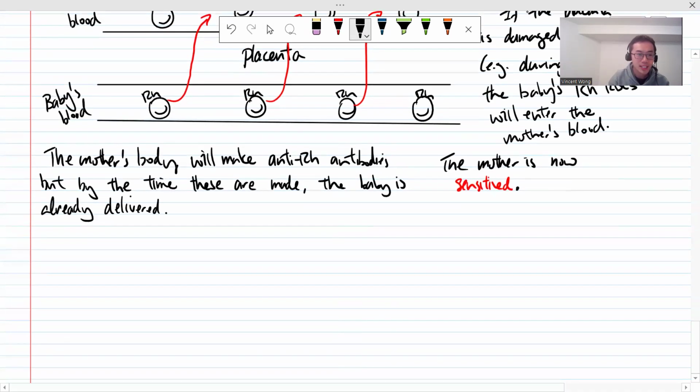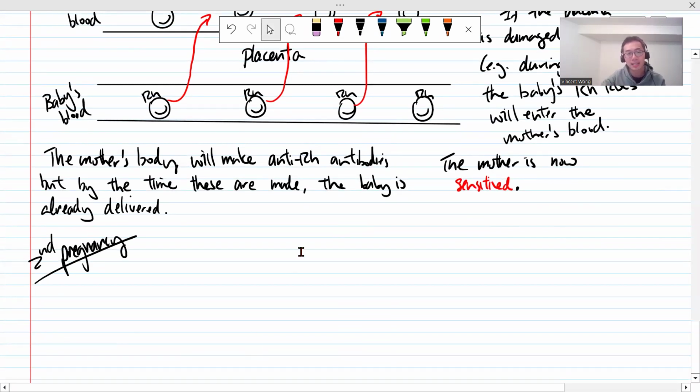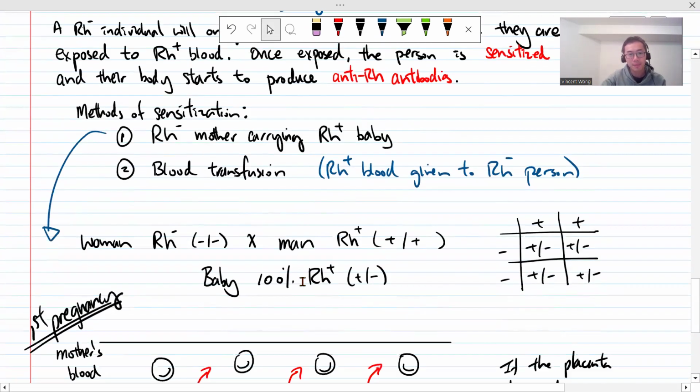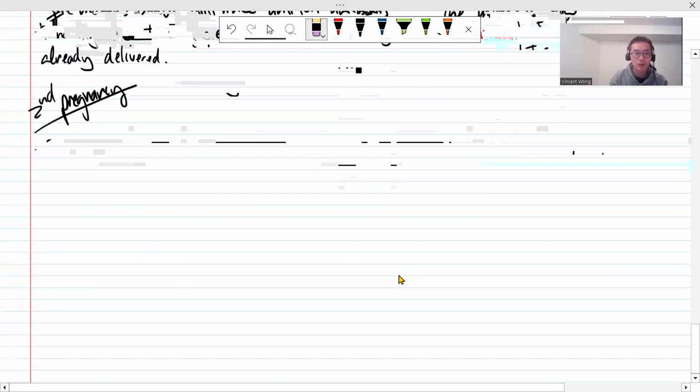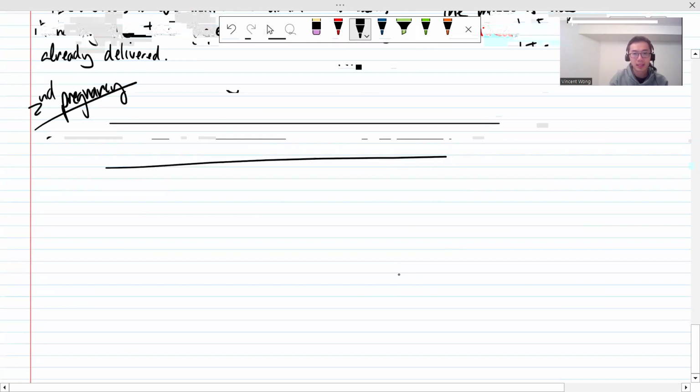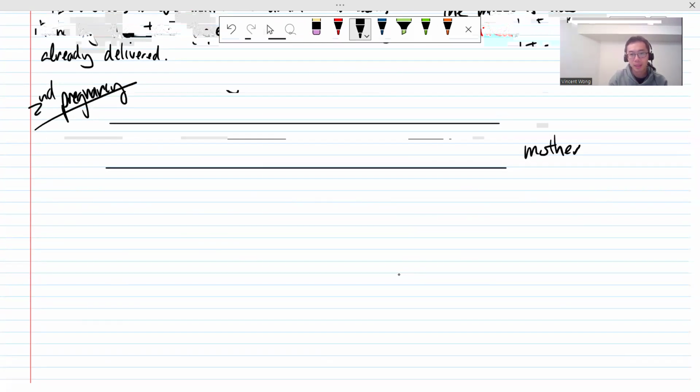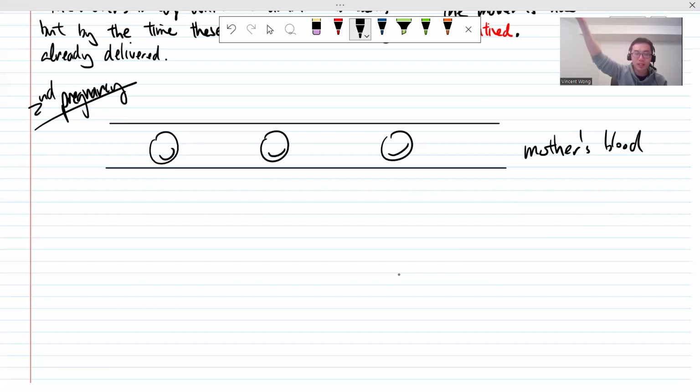Okay, second pregnancy. Now, assuming she has another kid with the same man, which means the baby is going to be 100% Rh positive again. So let's redraw the situation. This is the mother's blood. She's Rh negative, like that. What else should I draw now? There are some extra things that weren't there before in the first pregnancy, but now they're there. What extra things do I need to include?